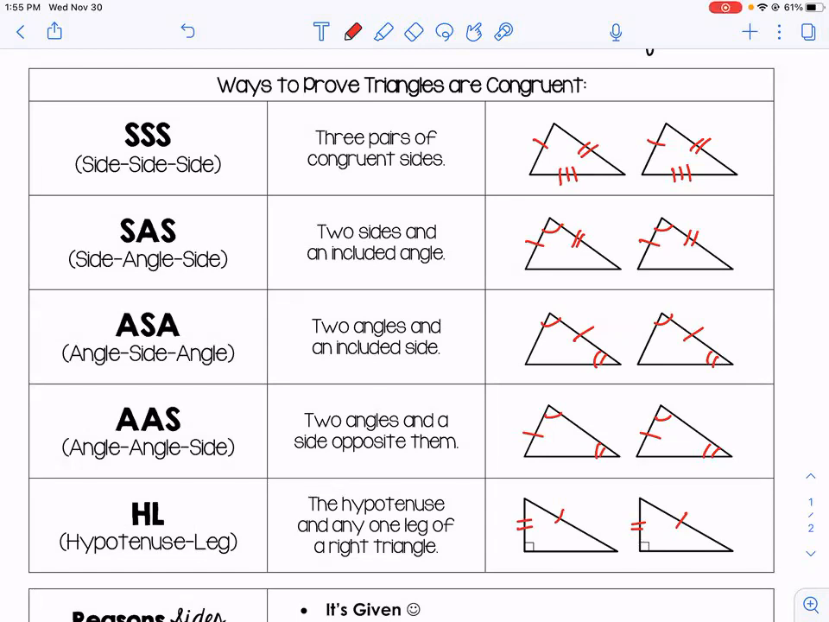I don't get it. Why does it rhyme? Because I made a little rhyme. SSA.